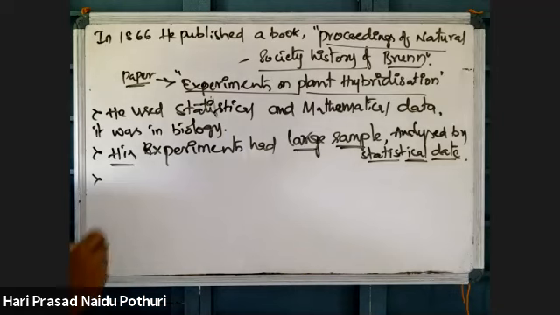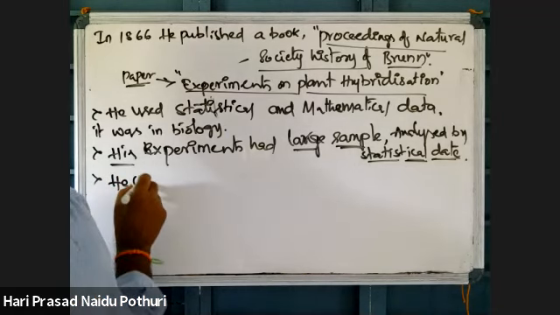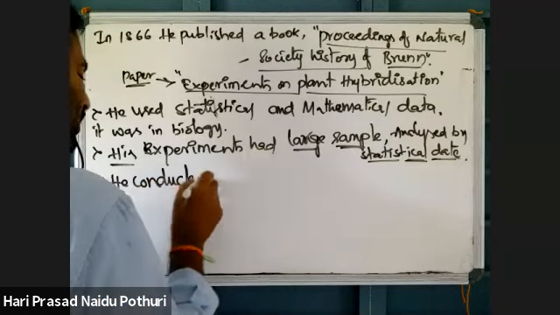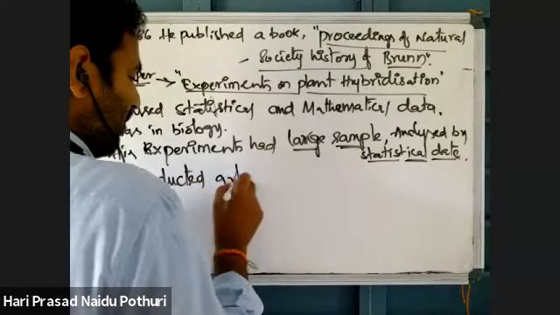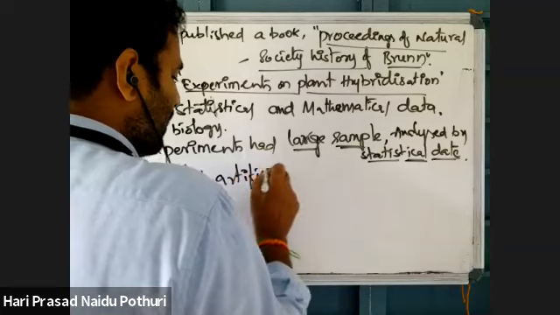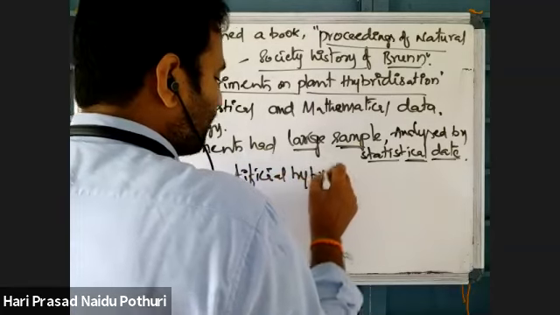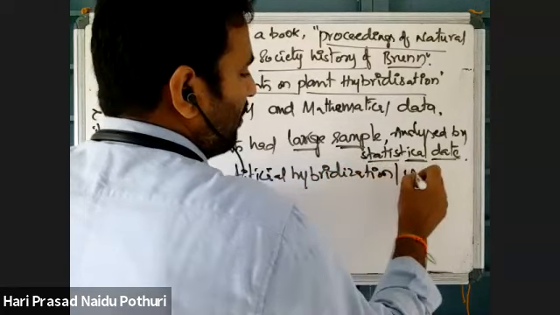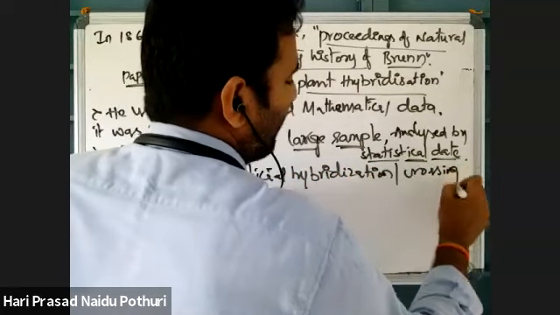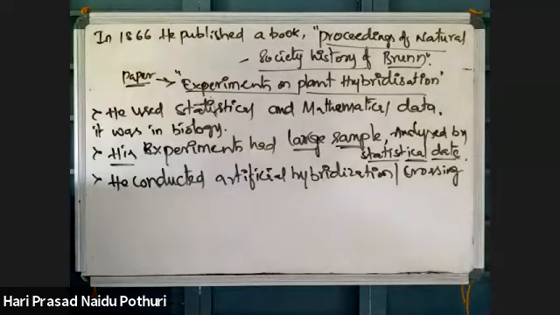See here, what he did is he conducted artificial hybridization experiments. Artificial hybridization or artificial crossing he did. What is artificial hybridization?